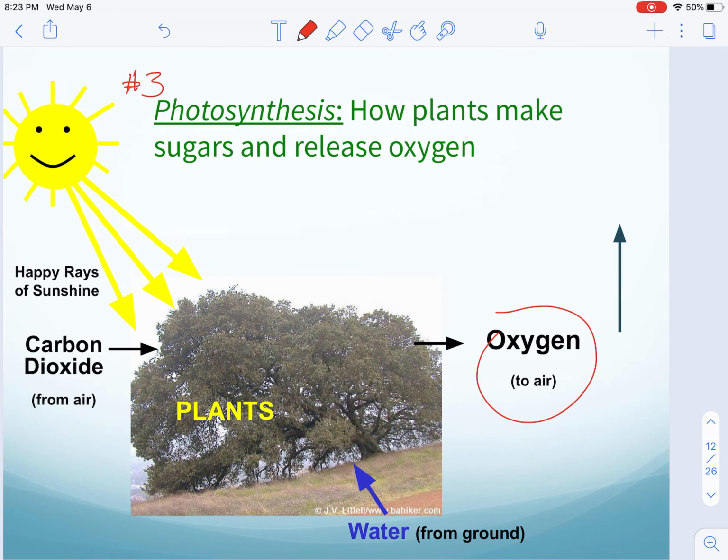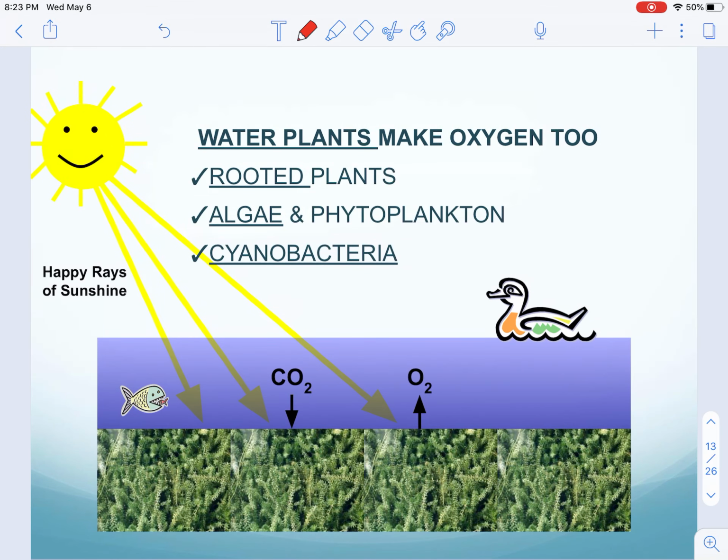Okay, that process that happens on land is the exact same as it happens in water. It's very easy to forget that there are aquatic plants. There are also other organisms like phytoplankton and cyanobacteria that live in aquatic ecosystems and do photosynthesis, doing that exact same thing, releasing oxygen as a byproduct of that process.